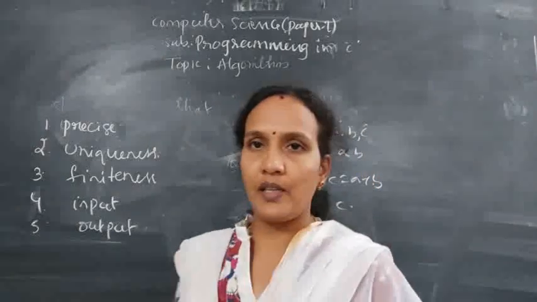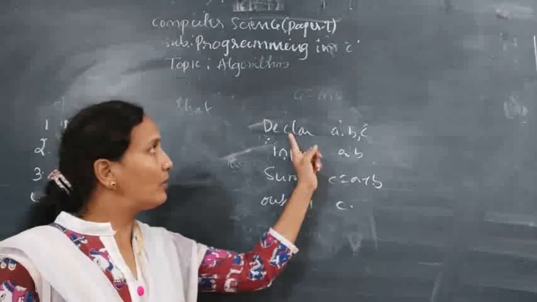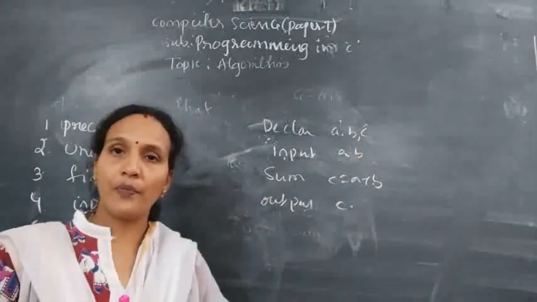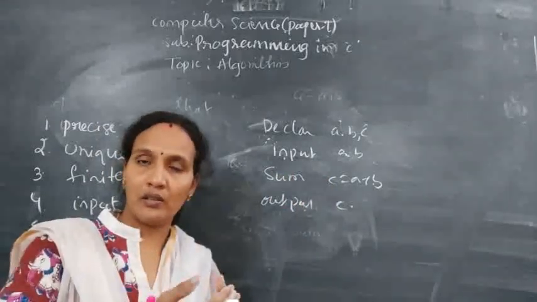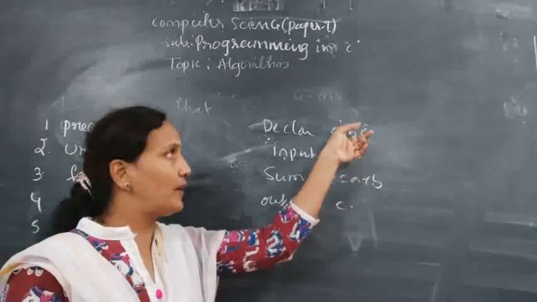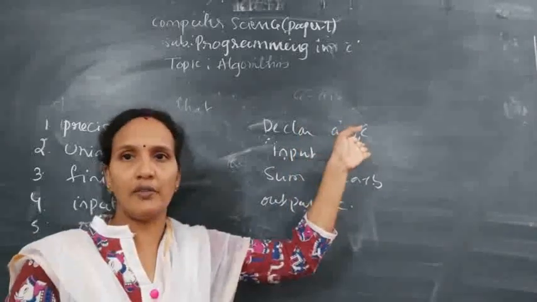Each and every step should give unique output. Here, what output will you get? A comma B. The declaration is over. Next, whatever steps are there are dependent on the previous output. See, this step is dependent on the previous output. Declared. Whatever variables you have declared, in those only you are storing a value.